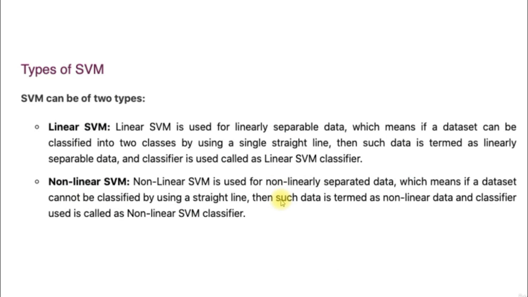Another slightly more complex version that we have is non-linear SVM. Non-linear SVM is used for non-linearly separated data, which means if a data set cannot be classified by using a straight line, then such data is termed as non-linear data, and the classifier used is called non-linear SVM.